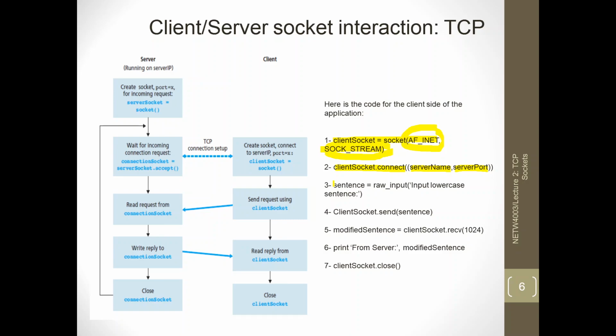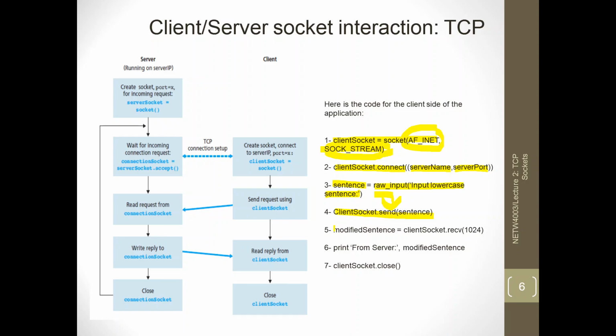The third line of code will take input from the user. The string sentence continues to gather characters until the user ends the line by typing a carriage return, enter. The fourth line of code sends the string sentence through the client's socket and into the TCP connection. The client program simply drops the bytes of the string sentence into the TCP connection. The client then waits to receive bytes from the server.